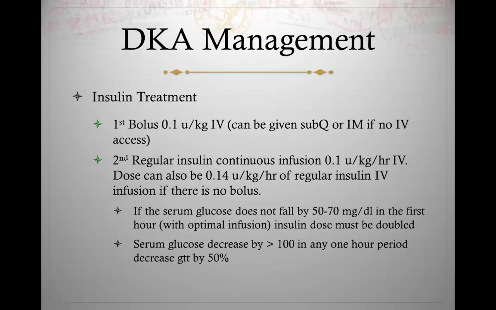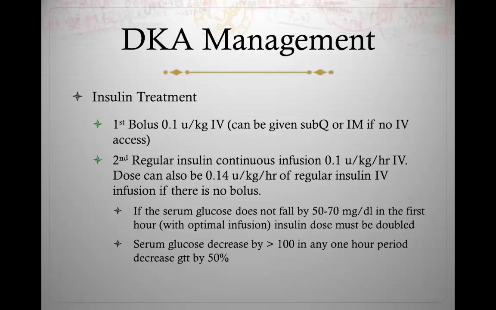Do you understand? So either increase by 10%, double it, or repeat the bolus. Okay? So first bolus, 0.1 unit per kilo. Second, continuous infusion of 0.1 units per kilo per hour. It could be also 0.14 units per kilo per hour of regular insulin if you do not want a bolus.